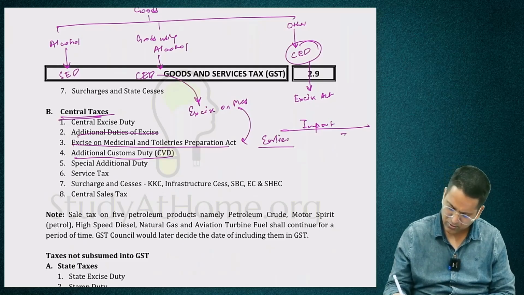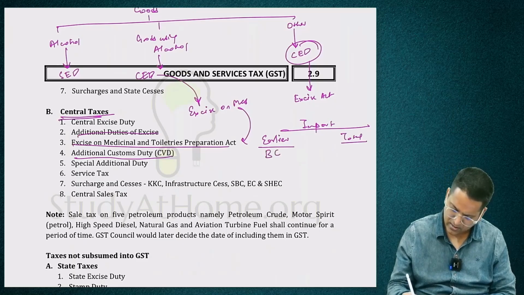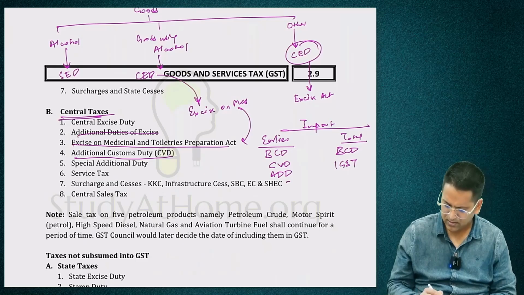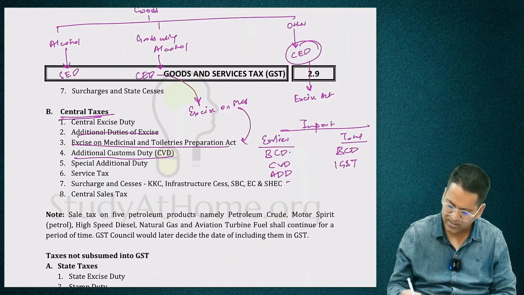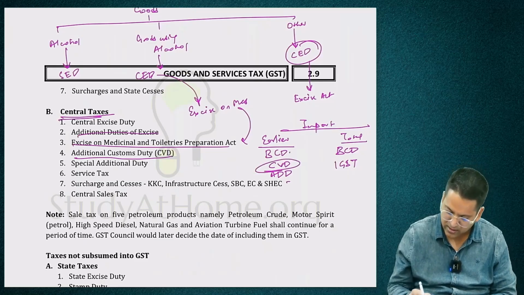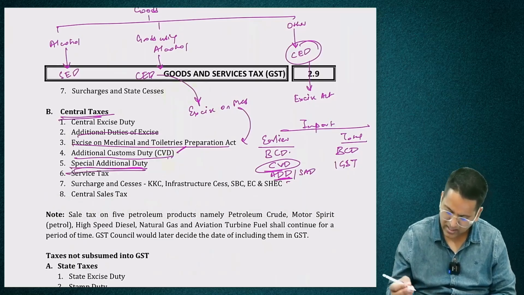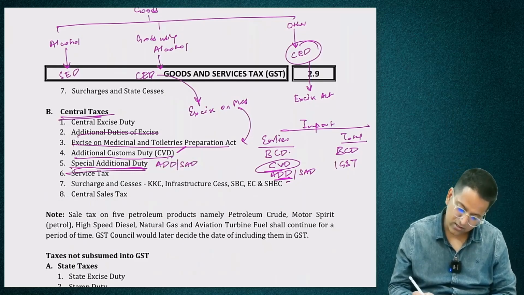Earlier and today, imports used to have BCD, CVD, ADD, EC, SHEC. Leave this too. This was the main duty. Now it's BCD plus IGST. On this, BCD, meaning basic custom duty, is still alive today. CVD, countervailing duty, is closed. Countervailing duty is also called additional custom duty. So this stopped. Special additional duty, also called SAD or ADD, has also stopped. All these taxes are finished, they're dead.